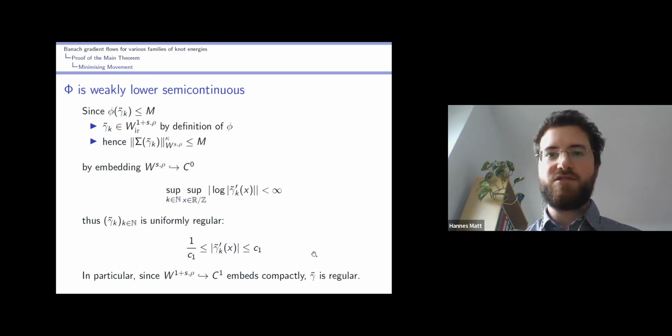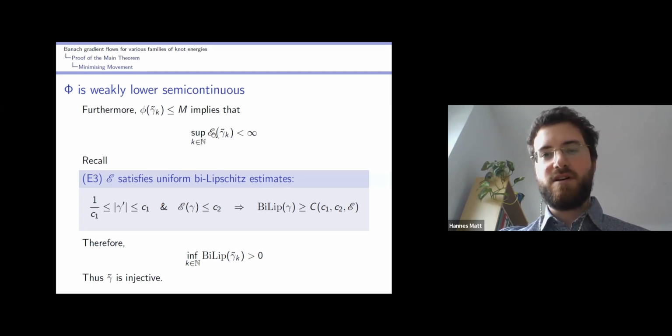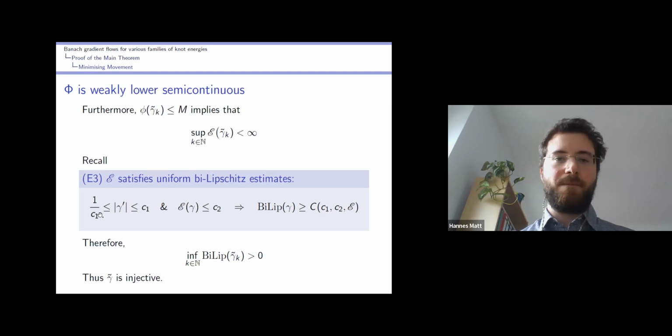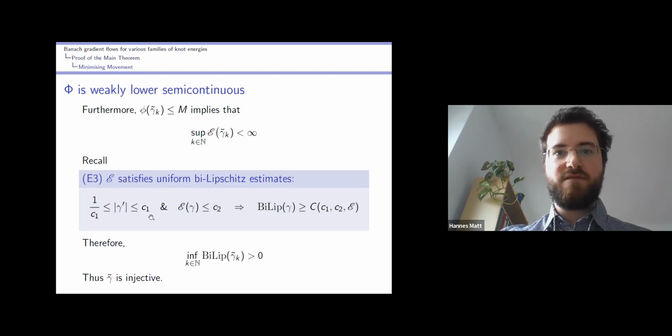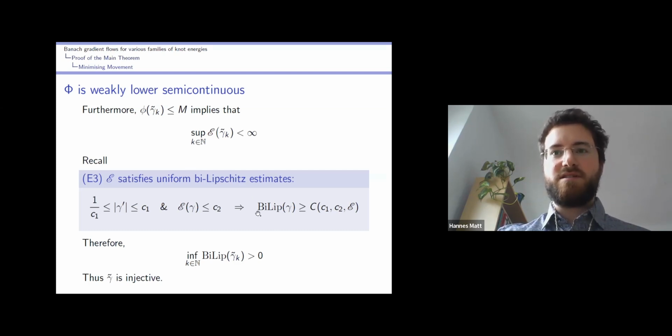So it remains to show that gamma tilde is also injective. As I said, we will use the bi-Lipschitz estimates because if the total energy is bounded, then also the knot energy is bounded. And since we have these estimates here, and we have just shown that the norm of the logarithmic strain ensures this uniform regularity of the curves, we get this uniform Lipschitz bound. In particular, when passing to the limit, gamma tilde is also injective, as otherwise the bi-Lipschitz constant of gamma k tilde would need to converge to 0.